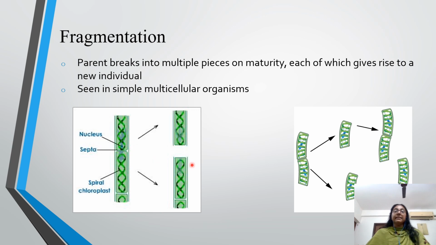And it is seen in simple multicellular organisms, not in unicellular organisms. So such a fragmentation process takes place. Here you can see the spiral filament, which, when it is cut into pieces, each filament will develop into a new organism, a new individual, we should say.